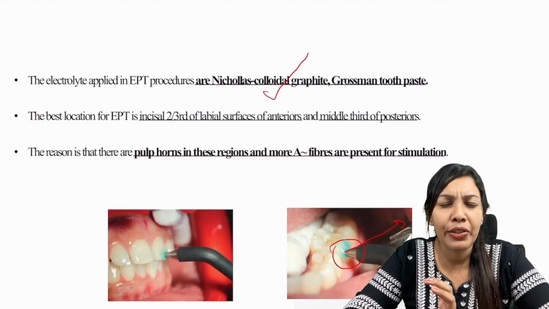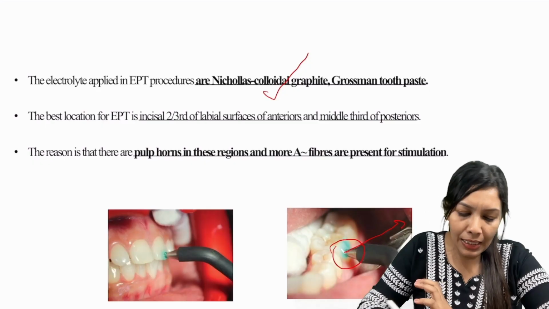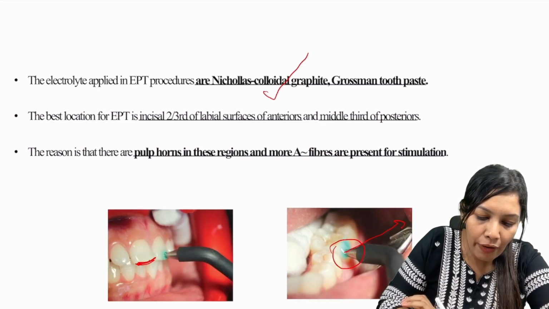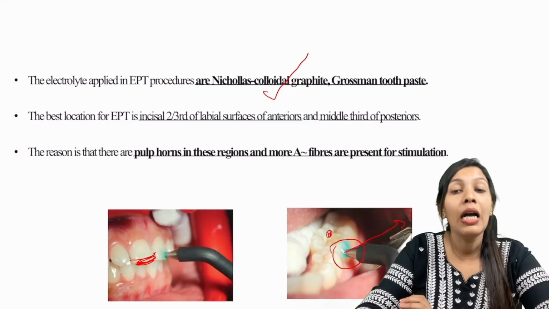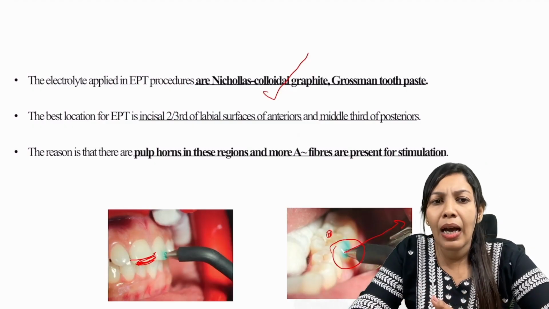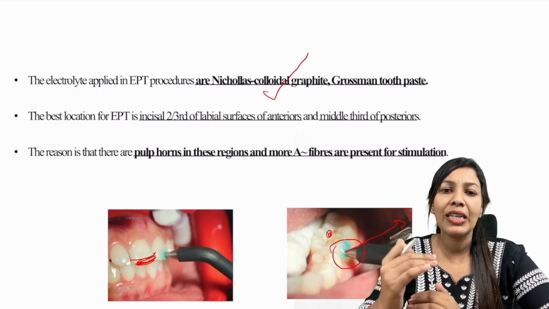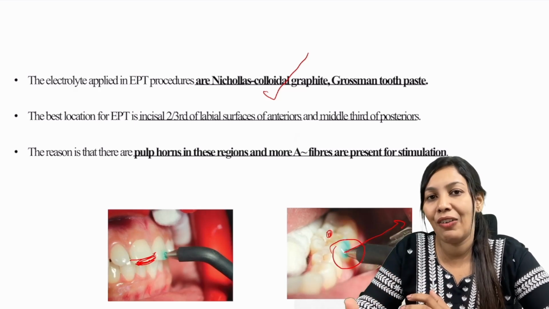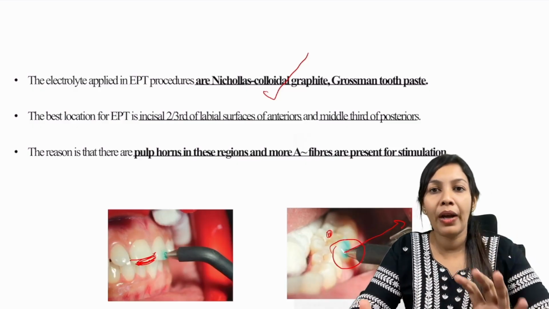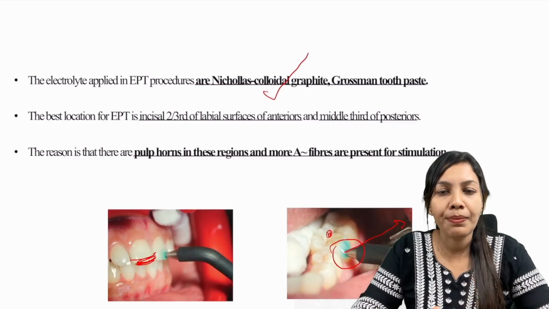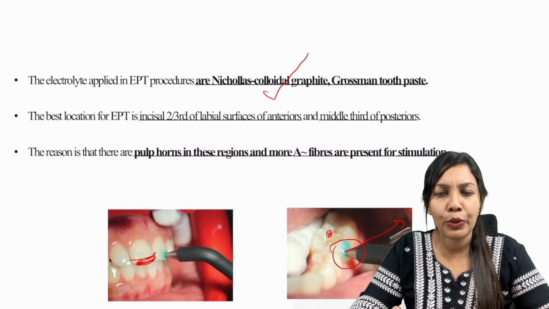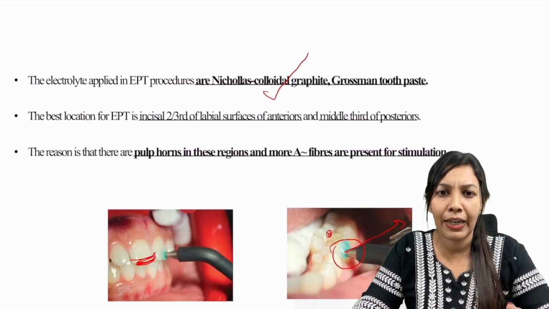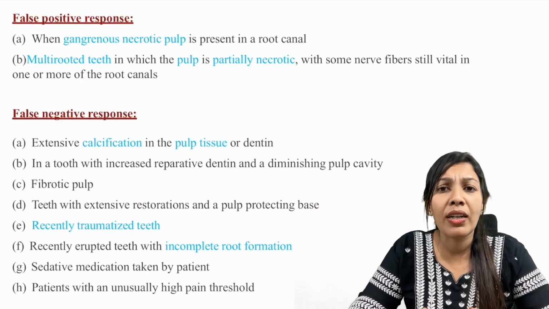Now, which is the best position to do an electrical pulp test? It is on the incisal aspect of the incisal two-thirds of the anterior tooth and the middle third of the posterior teeth. We apply it there because the pulp horns in this region are more pronounced, and it will activate the A delta fibers. So hope you understood: electrical means nerve activation. We use the machine on the incisal edge on the anterior tooth and the middle third on the posterior tooth, to stimulate the A delta fibers. Very important.